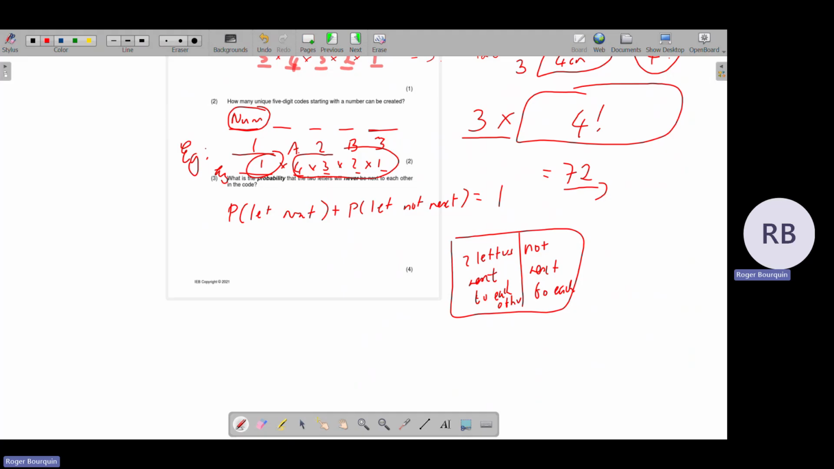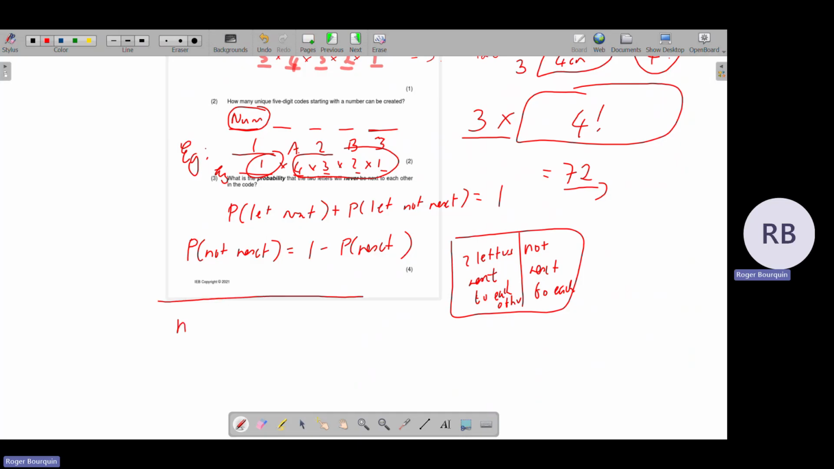To work out the probability that the letters are not next to each other directly is really very difficult, right? So we're going to use the logic that the probability that they're not next to each other is equal to 1 minus the probability that they are next to each other. Does that make sense? Not next to is always very difficult. Next to, easier. So, let's work out the probability that they're next to each other.